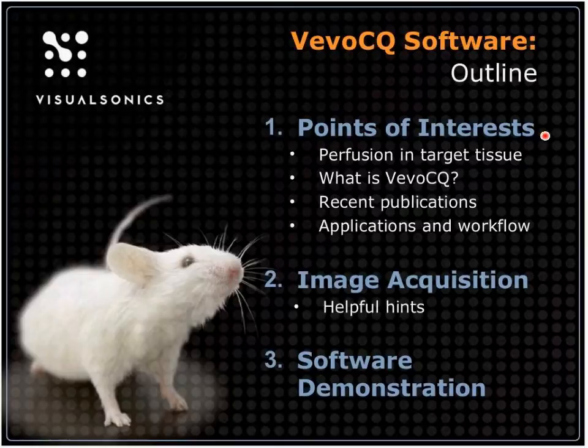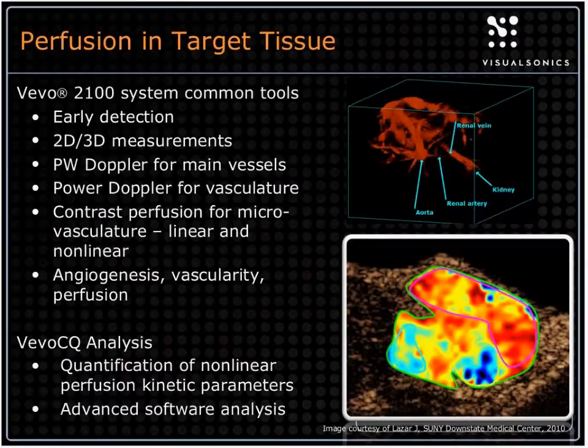So we'll go through a little bit about the software, about VevoCQ, and about nonlinear contrast imaging in general, and about the Vevo 2100. For those of you using the system, you'll be familiar with some of these modes, some of these types of images. For those of you not using the system, just to give you an overview of the sorts of things that the system is capable of doing.